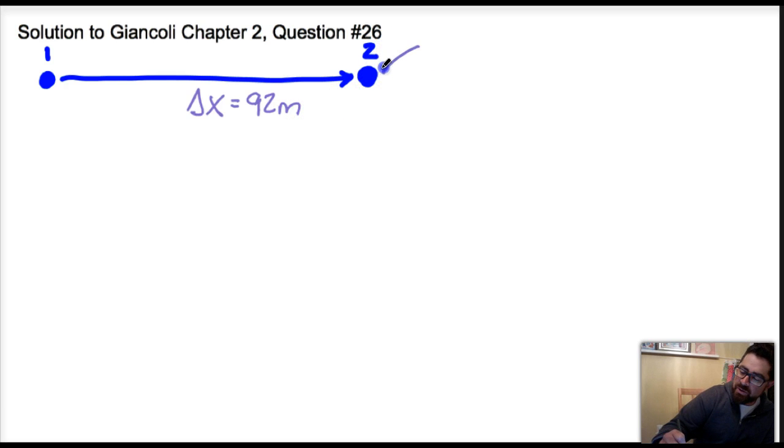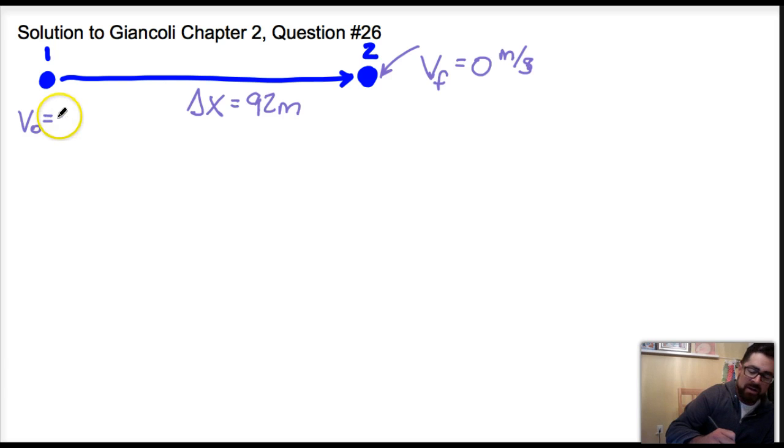And we also know that the velocity of the car when it reaches position 2 is going to be 0 meters per second, because we're told that it comes to rest. And we can say that the initial velocity in this problem is given to us in the problem. Actually, it's not. It's what we're looking for. So we're looking for the initial velocity when we have skid marks of 92 meters and a final velocity of 0.